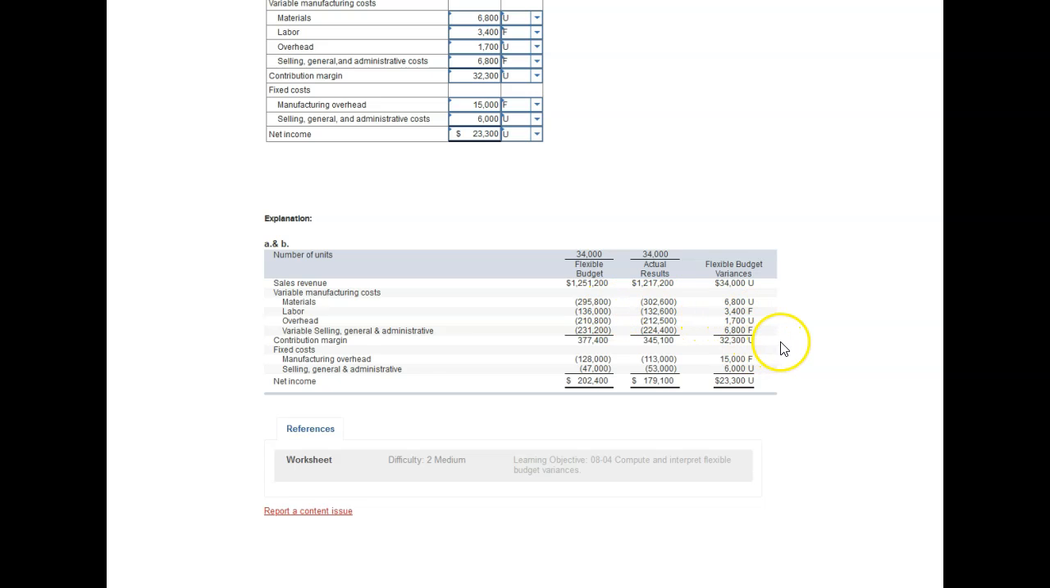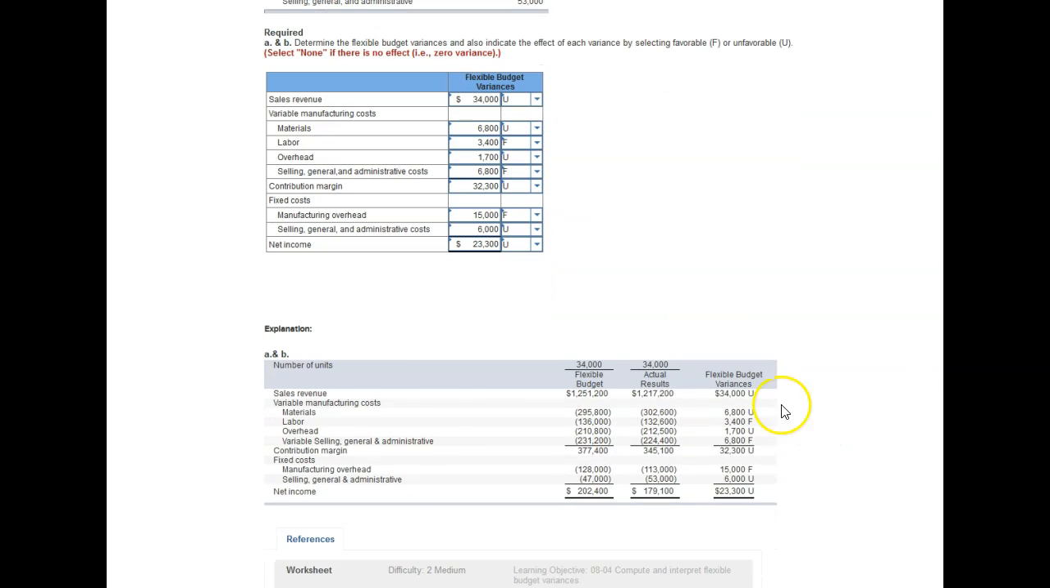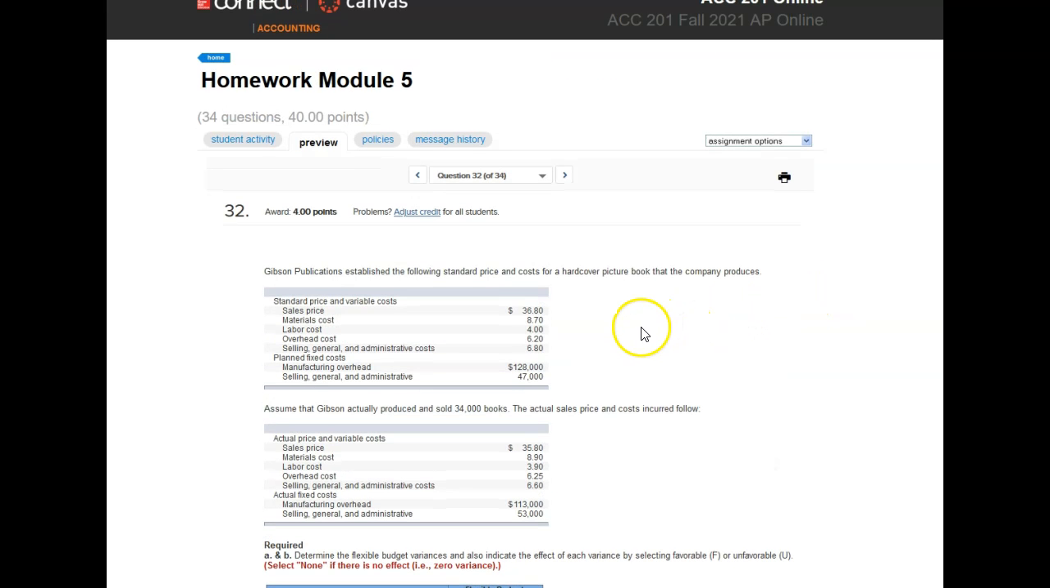Okay. And really, that's it. There's your answer. But you had to go through this schedule to get these numbers for the answer. That's it, and hopefully that helped.